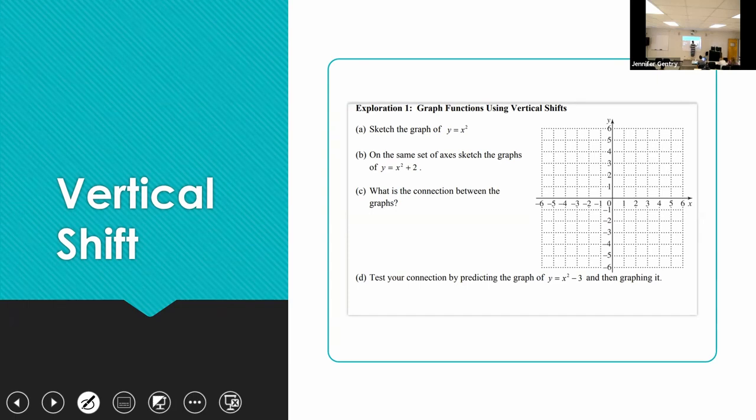It does something like that, right? It's kind of like a U shape with the vertex at 0. I didn't do a very good job. If I were to do x plus 2, on this same one, let me change color here.